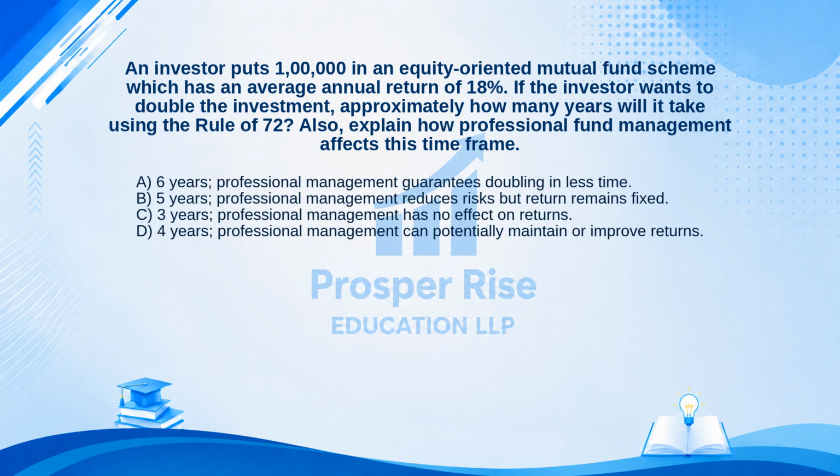Here are your options. A. 6 years. Professional management guarantees doubling in less time. B. 5 years. Professional management reduces risks, but return remains fixed. C. 3 years. Professional management has no effect on returns. Or D. 4 years. Professional management can potentially maintain or improve returns.